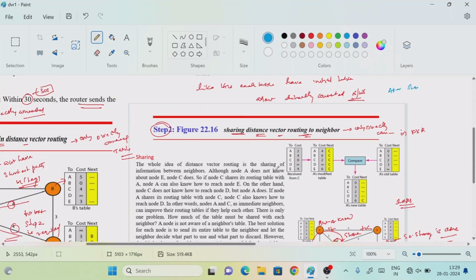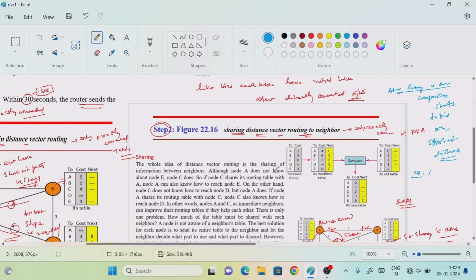After the sharing process is done, what we have to do is perform something called the comparison operation. The need for performing the comparison operation is to find out the shortest distance from your source node to the destination nodes. Now exactly how the comparison operation is going to be done, that we are going to see now.